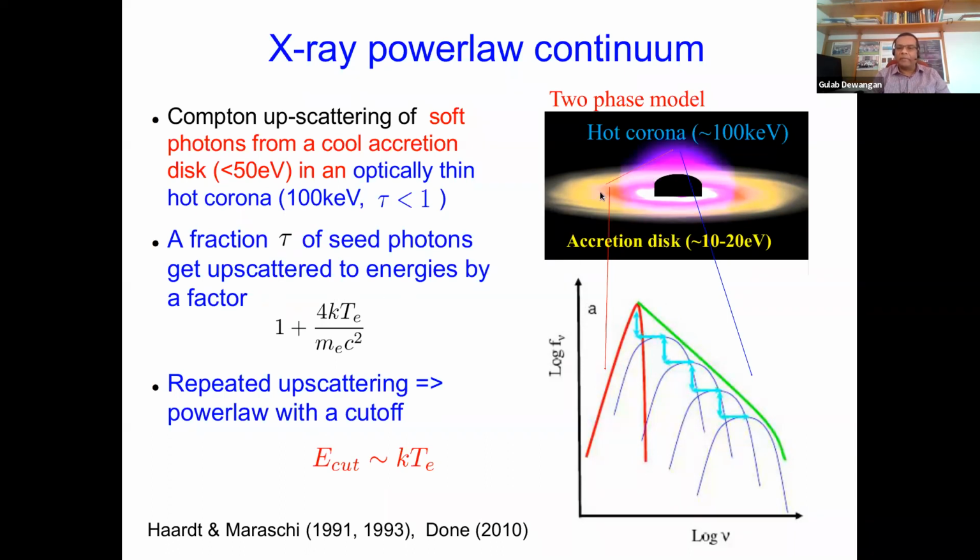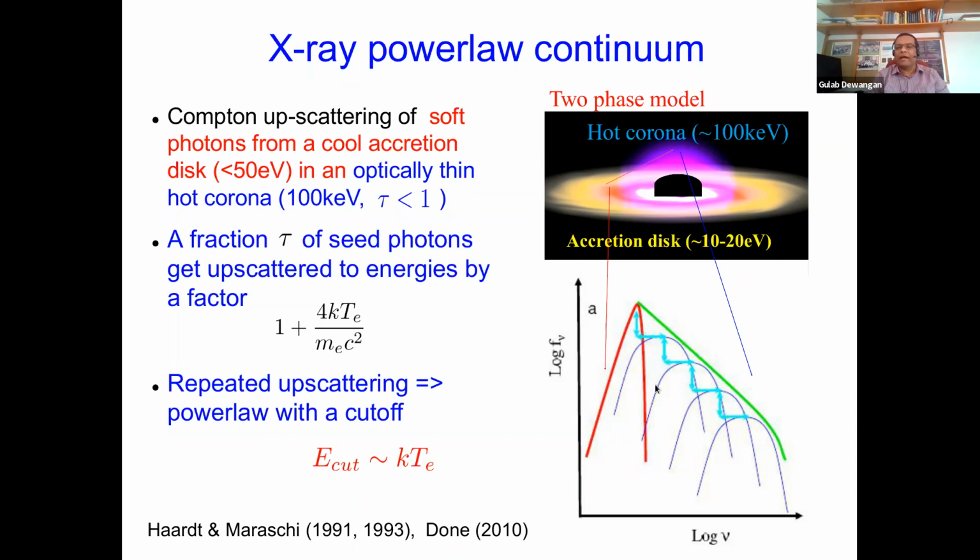So in simple terms, one can understand as follows. If you consider this accretion disk spectrum more like a black body kind of component, then you take a fraction tau. The tau is the optical depth of this hot corona, and that is upscattered to energies given by the factor 1 + 4kTe/mec² in one Compton scattering step. In the next step, again, you take the same fraction tau of this black body-like emission which has been scattered, and then again upscattered by the same factor 1 + 4kTe/mec².